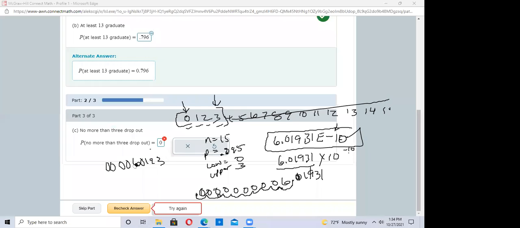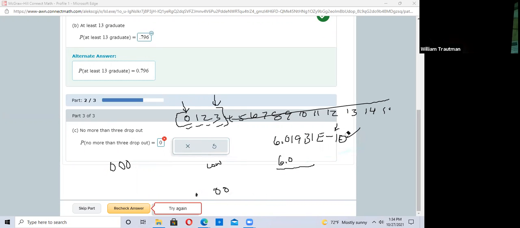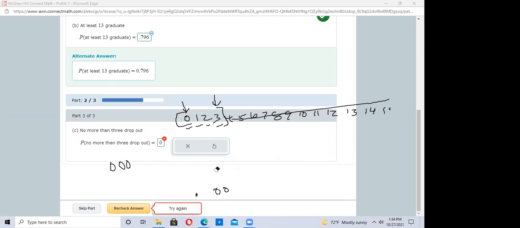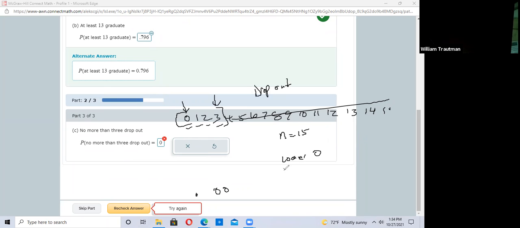Is it because we used the wrong percentage? We were doing graduate. 0.89 is graduate. All these questions were graduate. Now it says no more than 3 drop out. So no more than 3: n is still 15, the lower is still 0, the upper is still 3, except the probability is dropout.